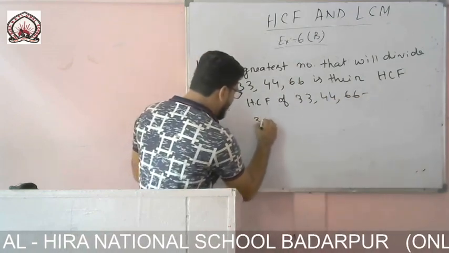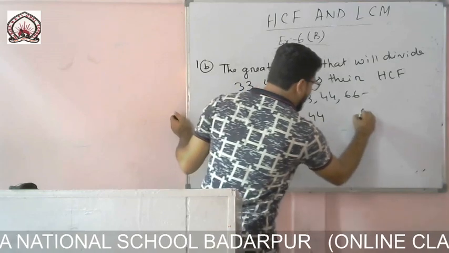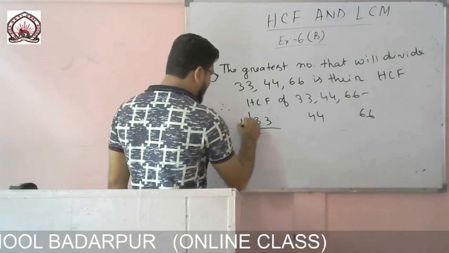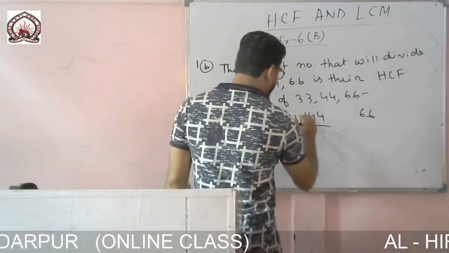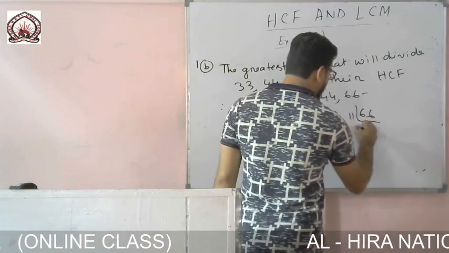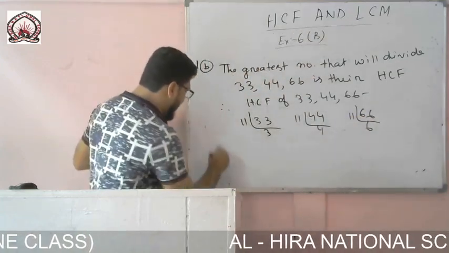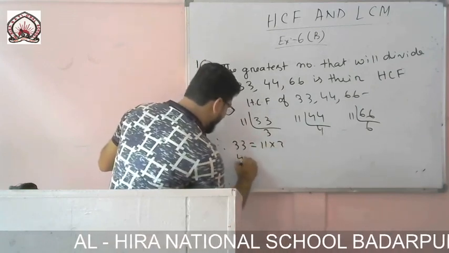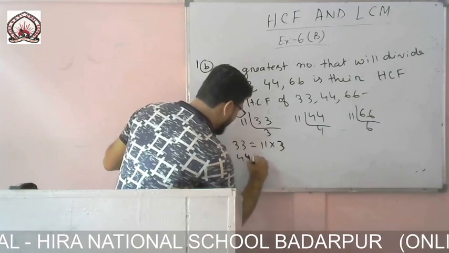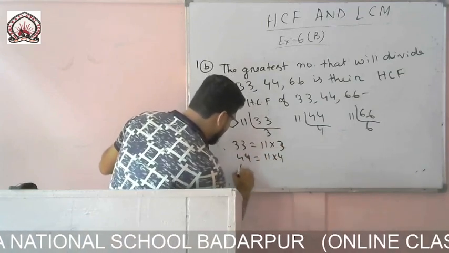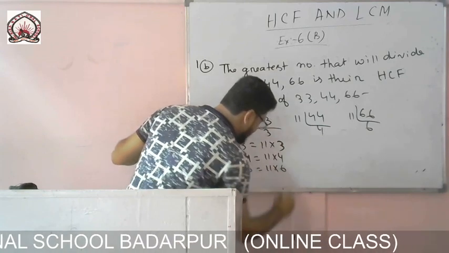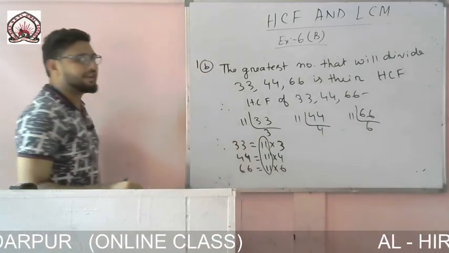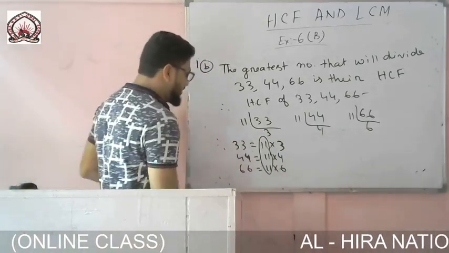So first you find 33, then 44, then 66. Obviously they will go with 11. 11 3s are 33, 11 4s are 44, then 11 6s are 66. Now write. Therefore 33 equals 11 into 3, 44 equals 11 into 4, 66 equals 11 into 6. So among these we can group only 11. So 11 is the HCF.